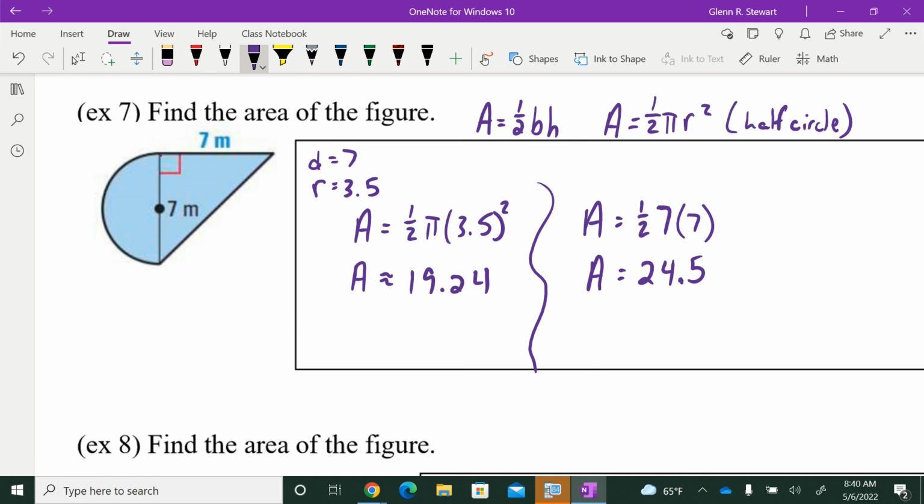So now let's add those two together to give us a grand total of approximately 43.74 meters squared.